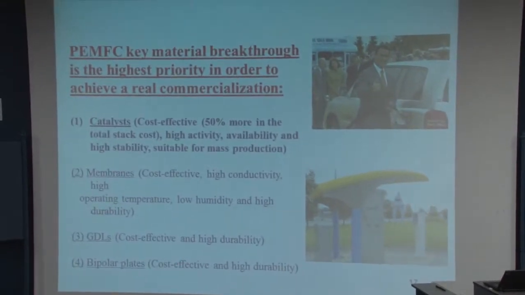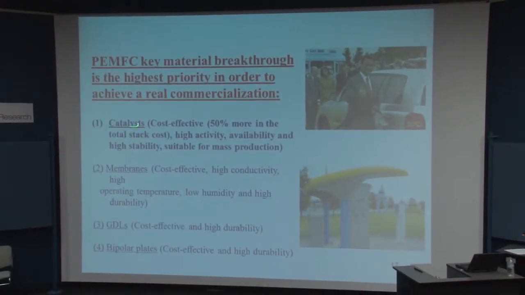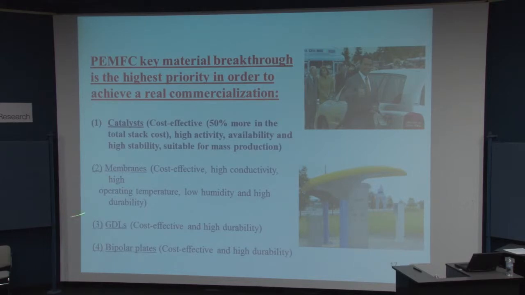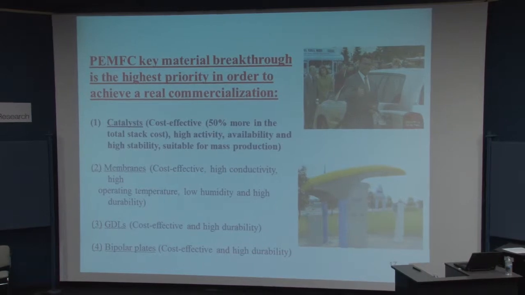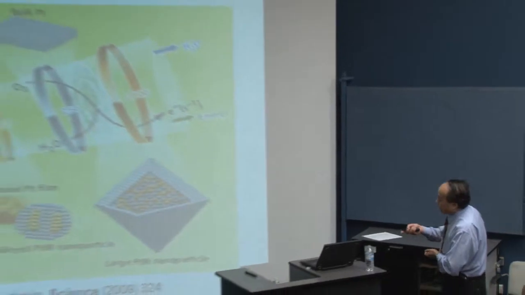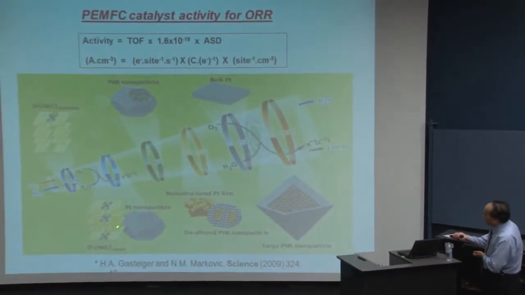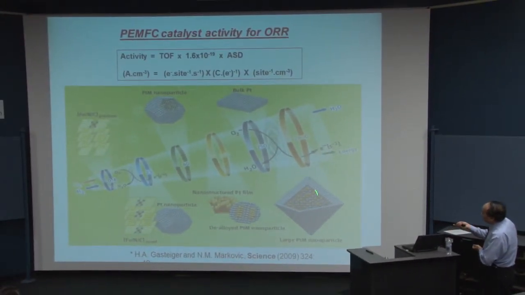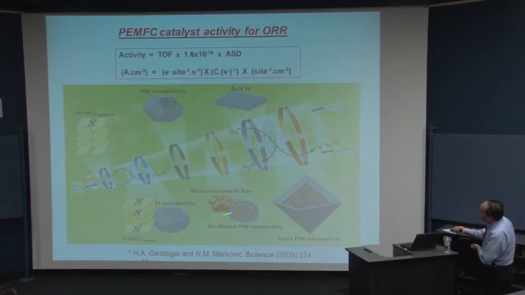The key materials include catalyst, membrane, GDL, and bipolar plate, but the major ones are the catalyst and the membrane. For the catalyst part, how to further increase the catalyst activity for fuel cell oxygen reduction is the major thing. Right now, for the catalyst part, we can develop a lot of catalysts, for example, some fancy structures, for example, core-shell structures.